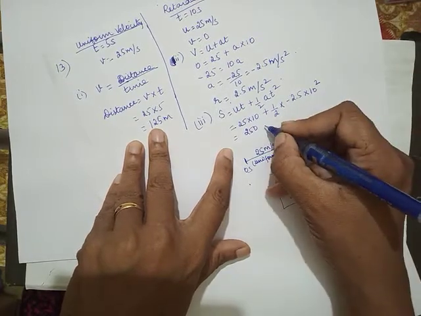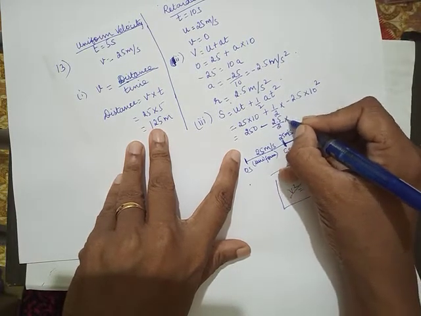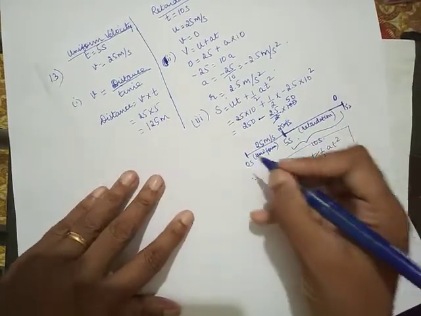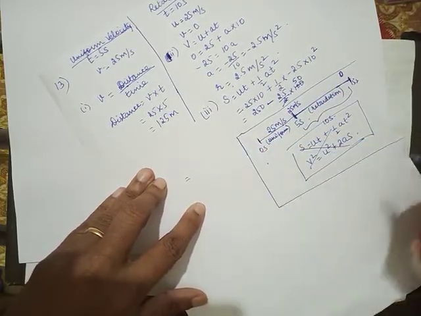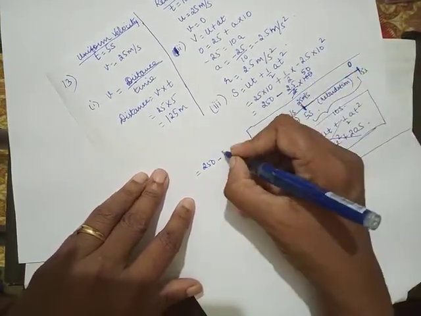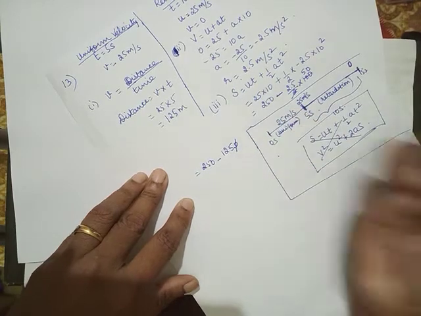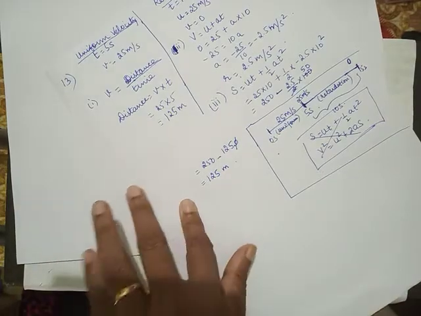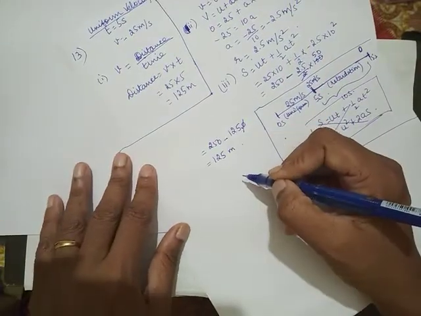Now this will become minus 2.5 by 2 into 10 square, which is 100, so 125. Okay, so please leave this separately. So 250 minus 125, that will be 125 meter. That is your answer. So this is also 125 meter and this is also 125 meter.